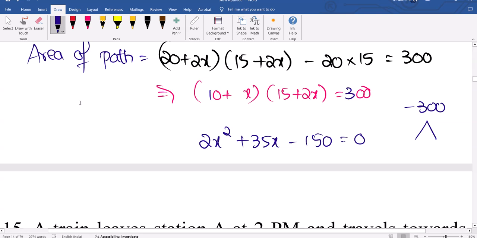Yes. Different combinations, what is possible? 2 into 150, waste. 4 and 75 also waste. 12 and 25 will give 37. 20 and 15, right? But we got both negative. Minus 35 is possible, not plus 35.